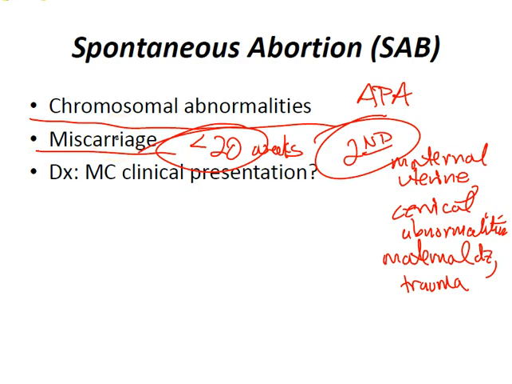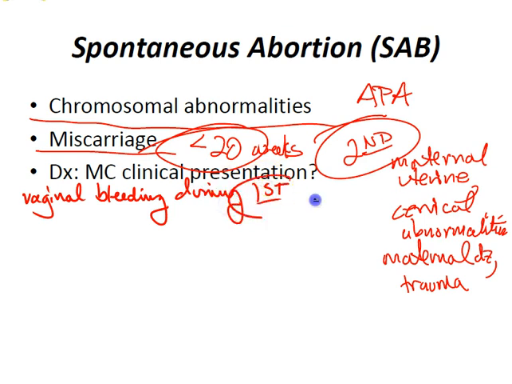Now, how do you diagnose this? The most common clinical presentation is vaginal bleeding during the first trimester. Other symptoms include cramping, pain, and loss of pregnancy symptoms, such as nausea. Now, the speculum exam is indicated and may reveal bleeding from the os and/or cervical dilation.